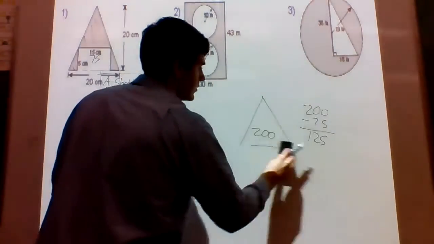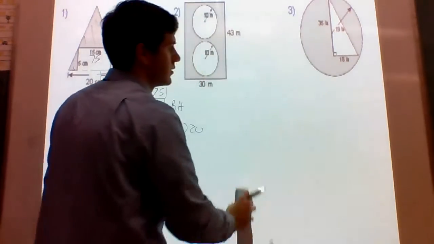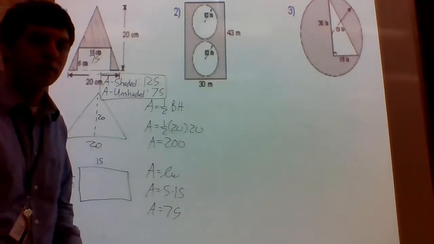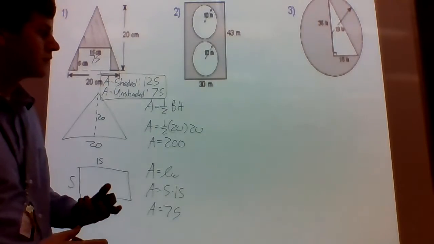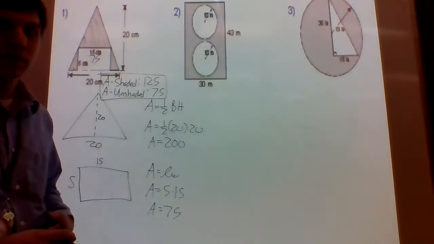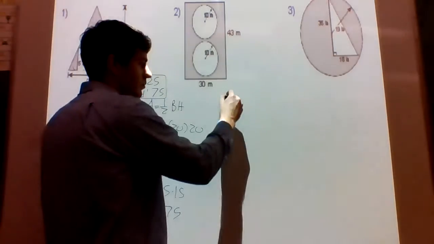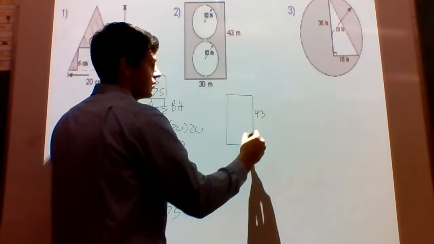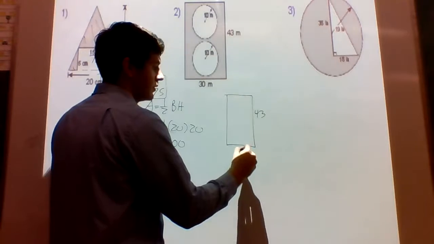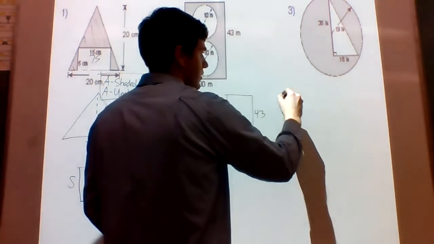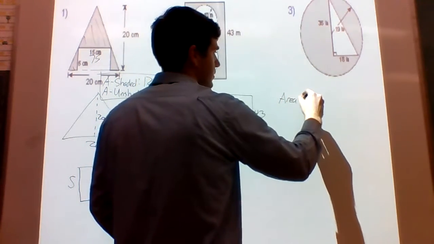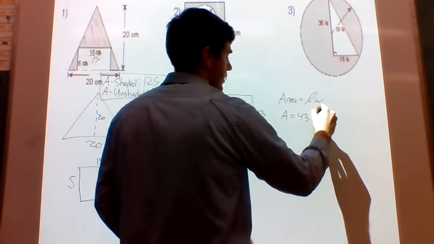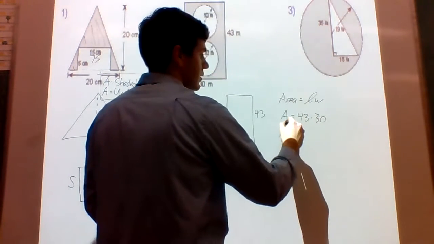Number 2. We have 2 circles and a rectangle as our components. So let's start with the rectangle. The rectangle is 43 meters by 30 meters. The area of a rectangle is length times width, so that's 43 times 30.